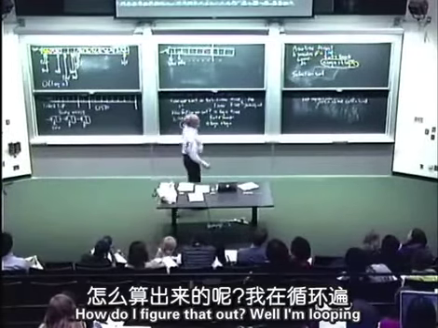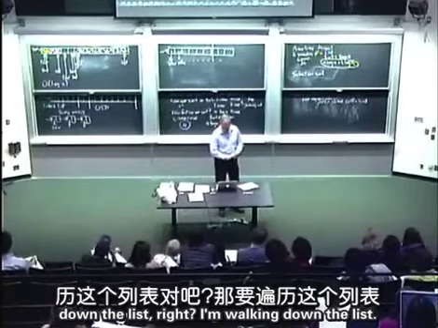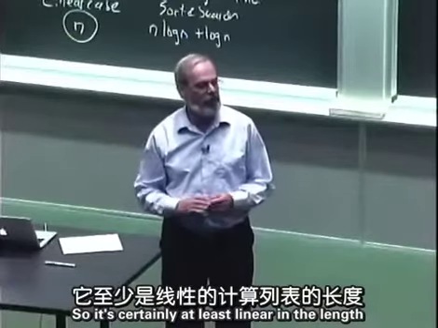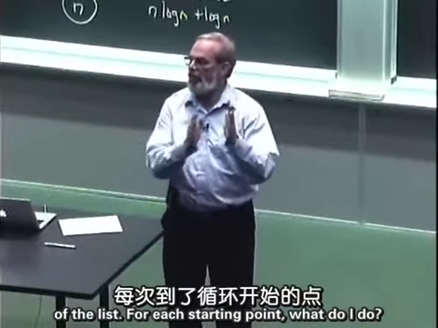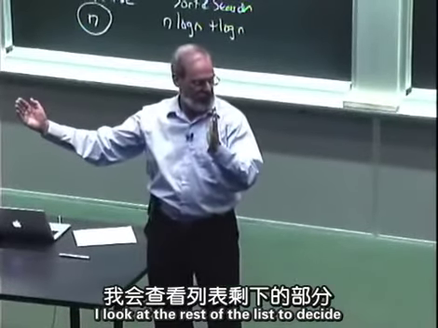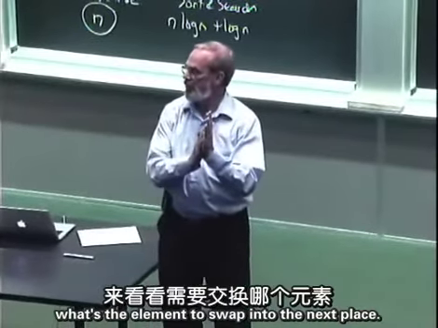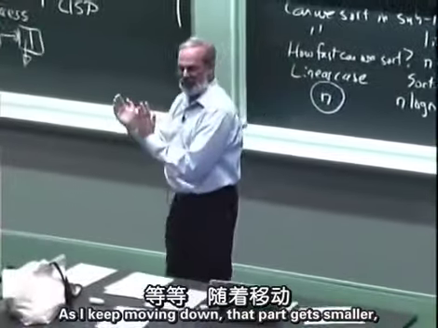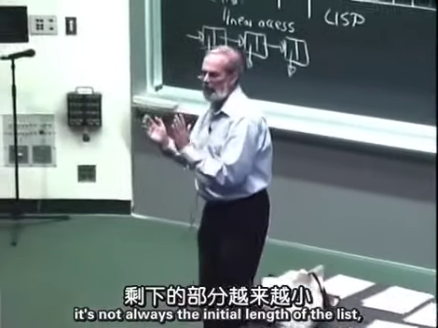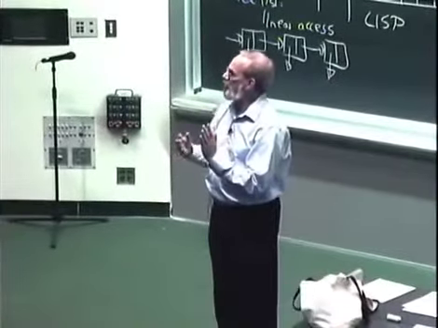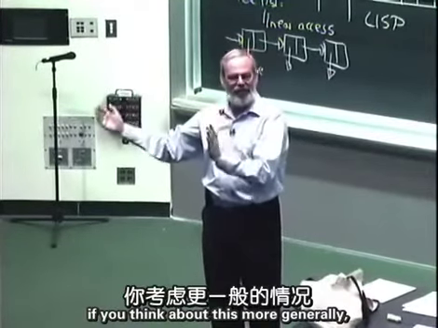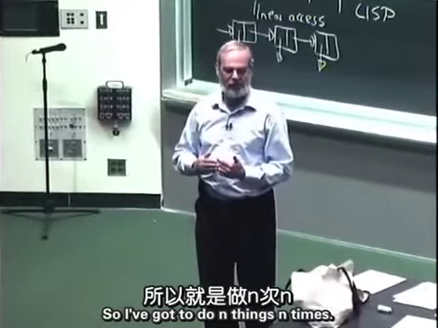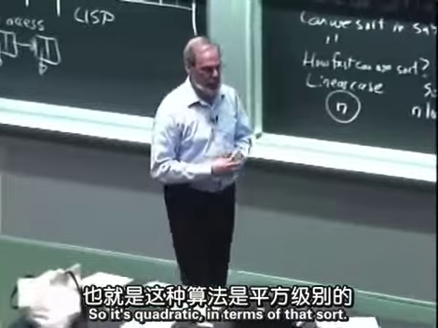How do I figure that out? Well, I'm looping down the list, walking down the list. So it's certainly at least linear in the length of the list. For each starting point, I look at the rest of the list to decide what's the element to swap into the next place. Now you might say, as I keep moving down, that part gets smaller. It's not always the initial length of the list, and you're right. But if you do the sums, on average it's at least the length of the list. So I've got to do n things n times. So it's quadratic in terms of that sort.